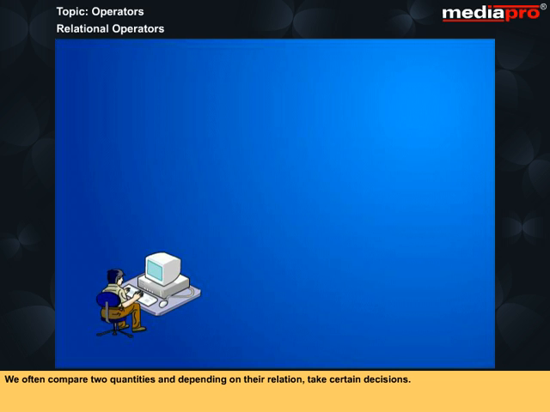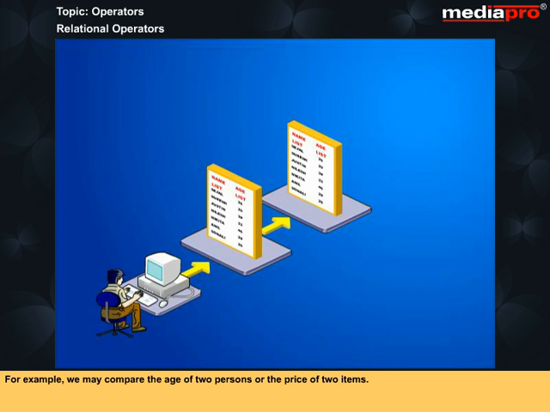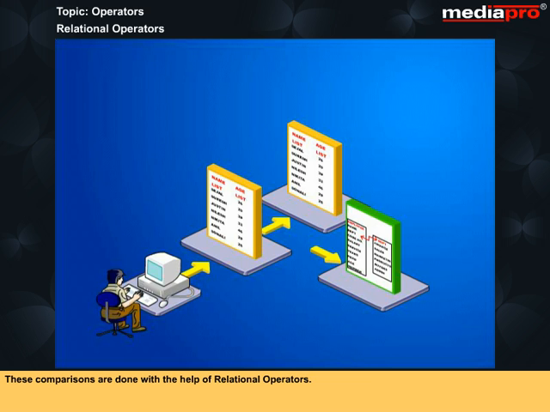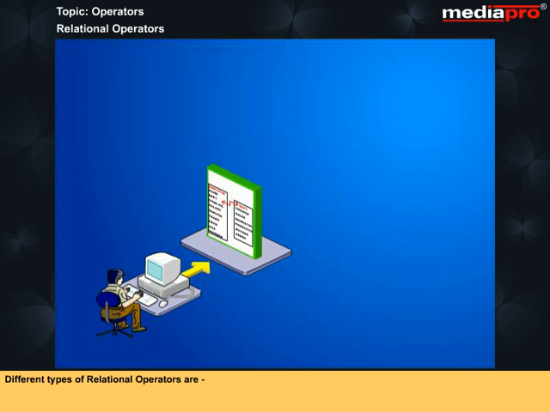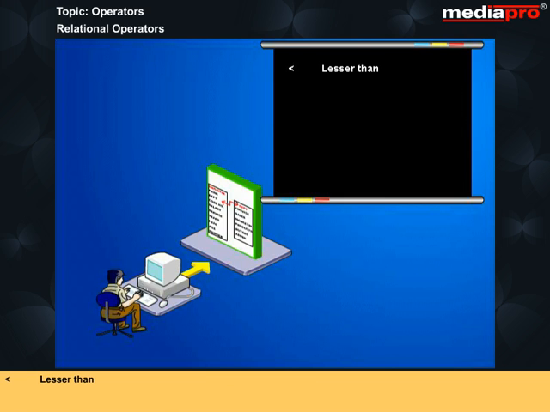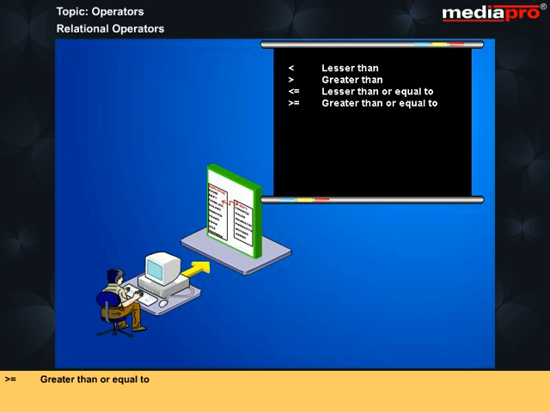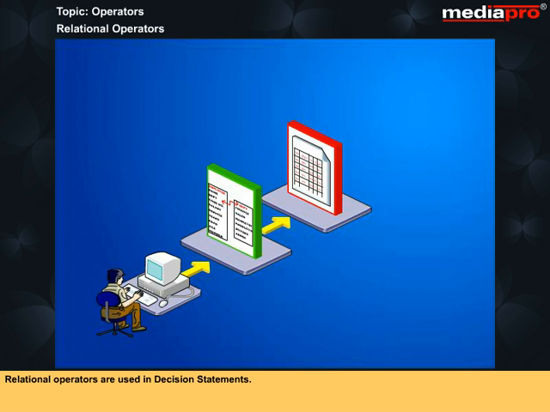We often compare two quantities and depending on their relation take certain decisions. For example, we may compare the age of two persons or the price of two items. These comparisons are done with the help of relational operators. Different types of relational operators are less than, greater than, less than or equal to, greater than or equal to, equal to, not equal to. Relational operators are used in decision statements.